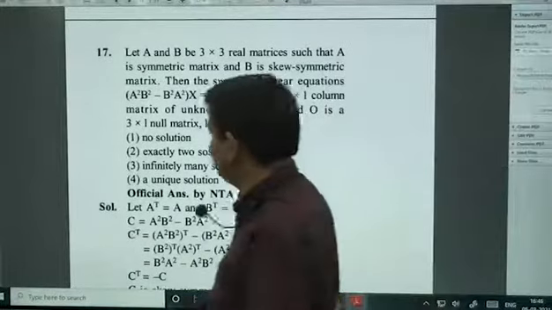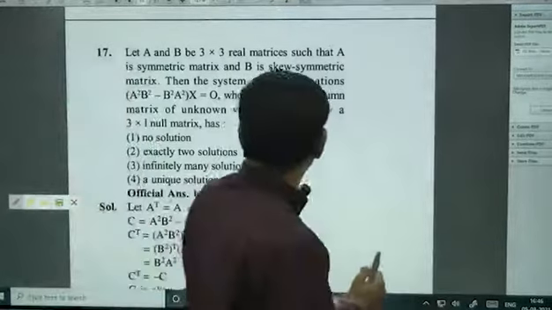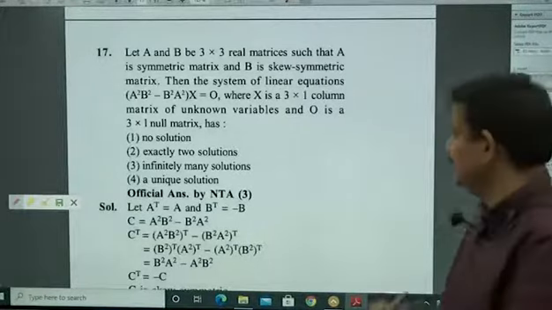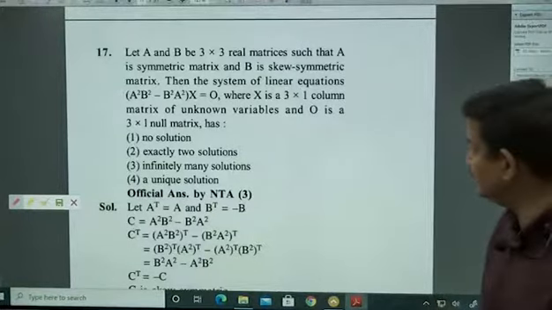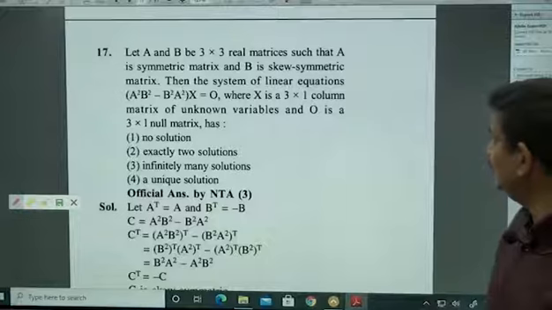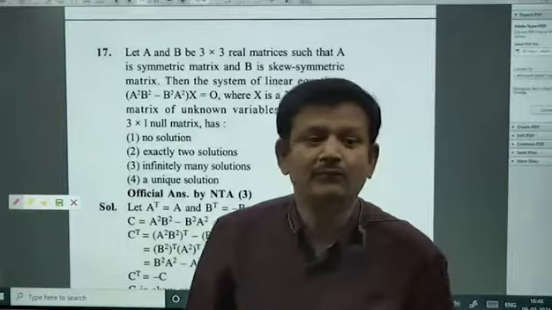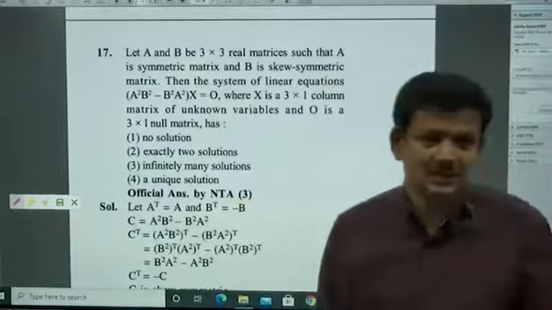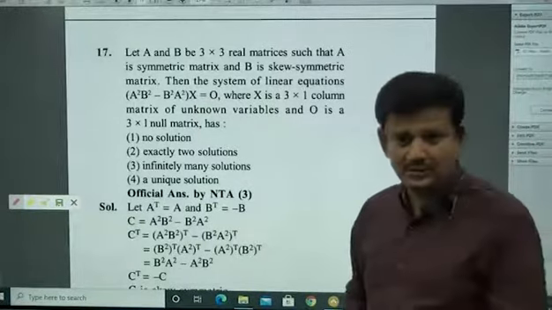Next question, what is it? A and B are 3 by 3 real matrices such that A is symmetric matrix, B is skew symmetric matrix. Again very important, symmetric and skew symmetric. Then the system of linear equations (A²B² - B²A²)x = 0, where x is a 3 by 1 column matrix. So you understand Ax = b will be a system of linear equations. Here b is 0, so that means they are homogeneous set of equations. So these are 3 linear equations which are homogeneous.